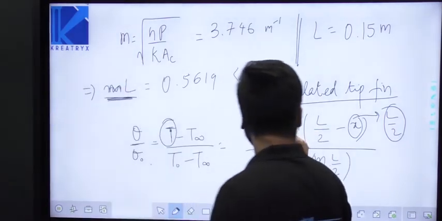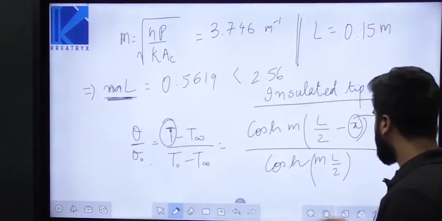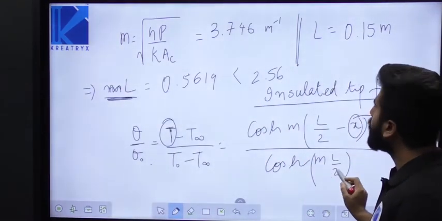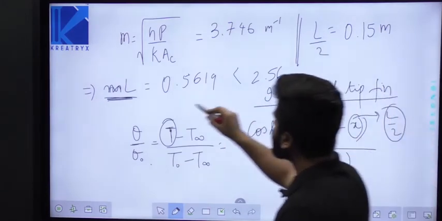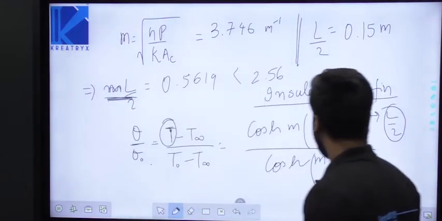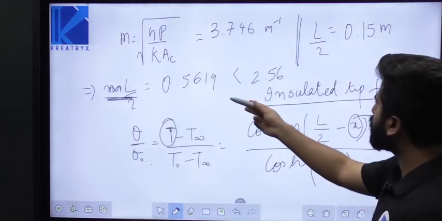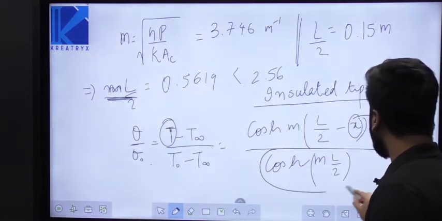So this becomes 0. Cos hyperbolic 0 is 1. And this ML by 2, you know, this is actually L by 2, so we will not confuse it. ML by 2 is 0.5619. This value you can find out.